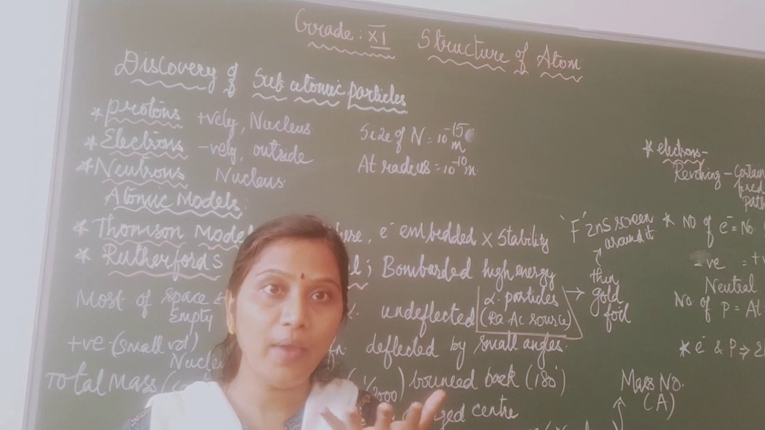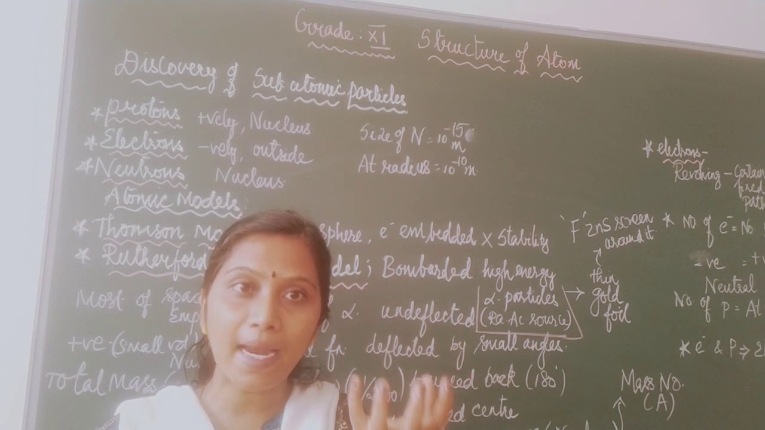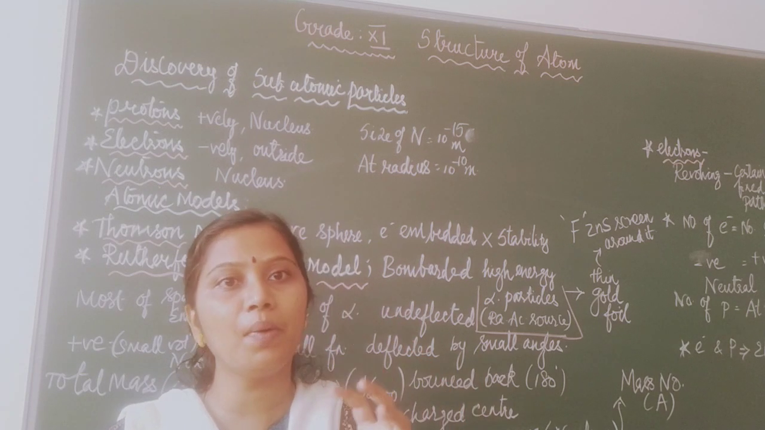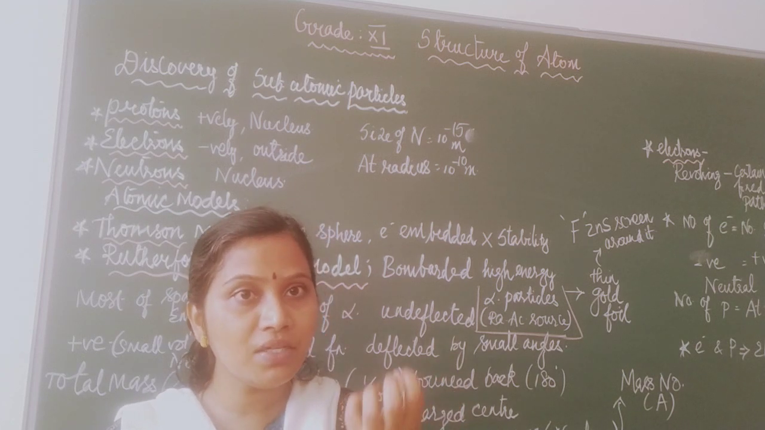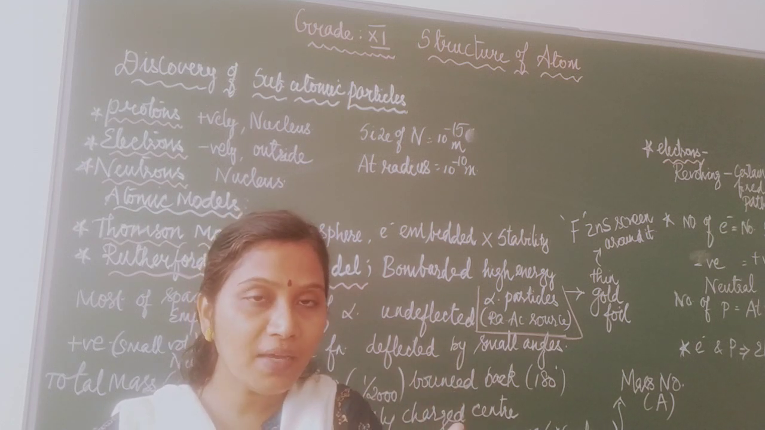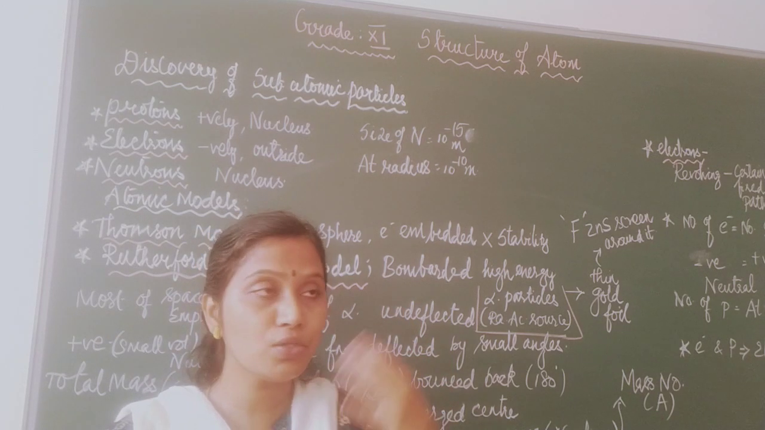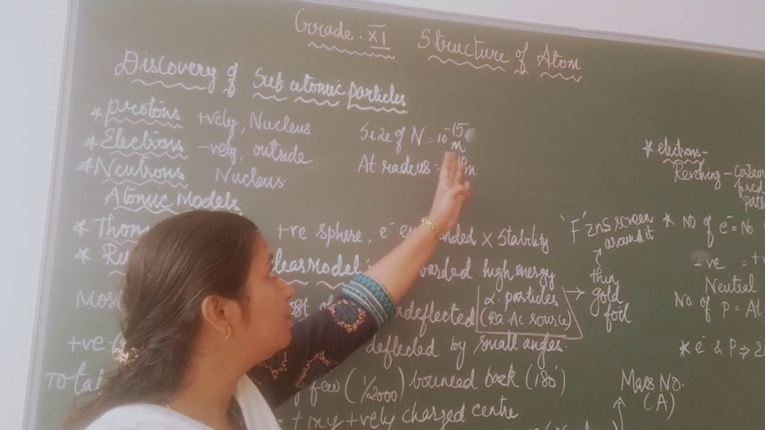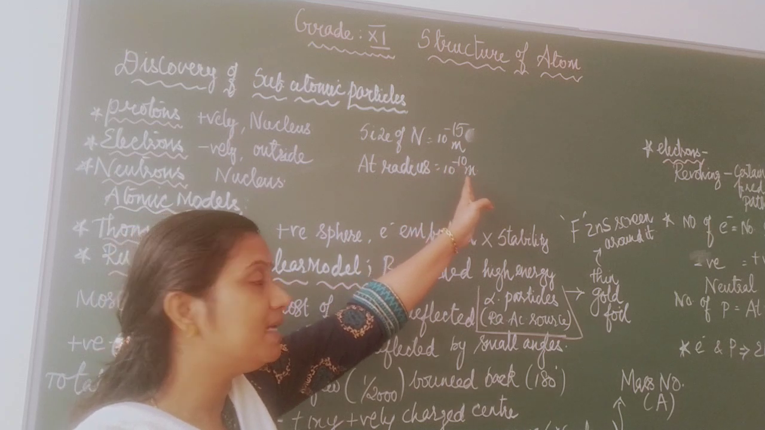When I say the mass of an atom, the entire mass of the atom is concentrated in its central part. Which is the central part? The central part is the nucleus. So when I weigh an atom, the entire weight of the atom is present in the nucleus. The size of the nucleus is found to be 10 power minus 15 meter, while the atomic radius is in the order of 10 power minus 10 meter.